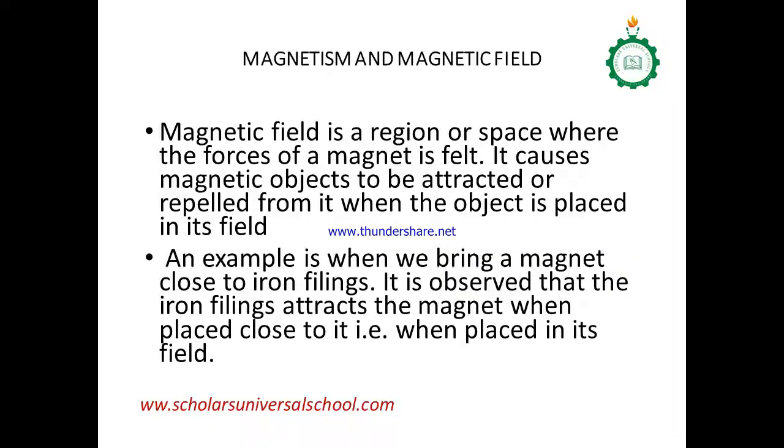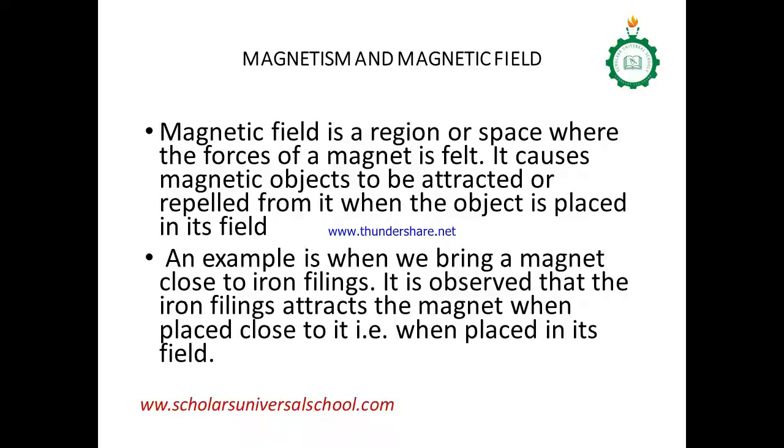So moving to magnetism, the second one we talk about. A magnetic field is a region of space where the force of a magnet is felt. It causes magnetic objects to be attracted or repelled from it when the object is placed in its field. Like we've observed, when we bring a magnetic material very near to a magnet, they attract.